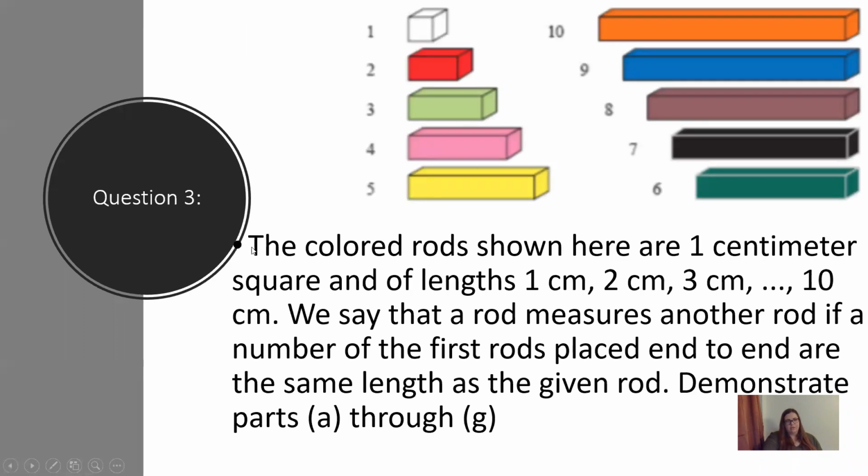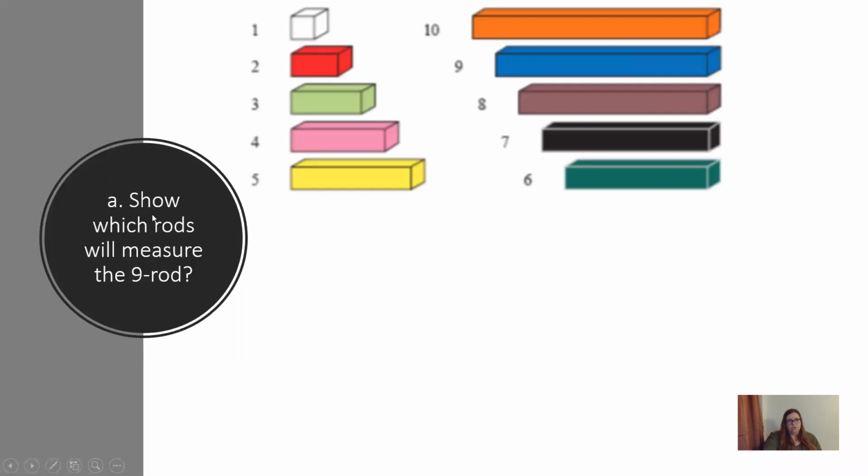So we have these colored rods here. They are 1 centimeter squares. We have 2 centimeter, 3, and all the way up to 10. So we say that a rod measures another rod if a number of the first rods placed end to end are the same length as the given rod. Demonstrate these questions. So show which rods will measure the 9 rod.